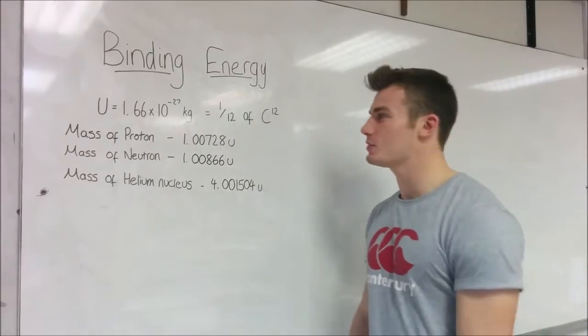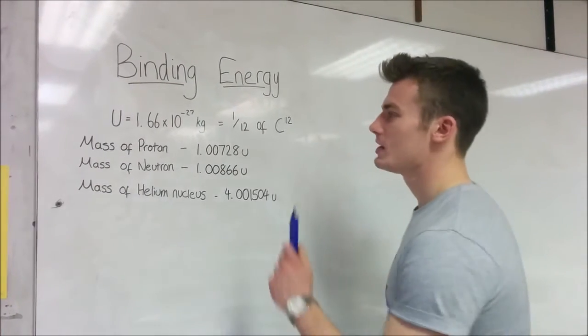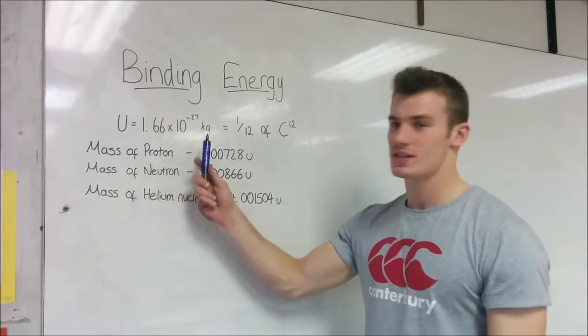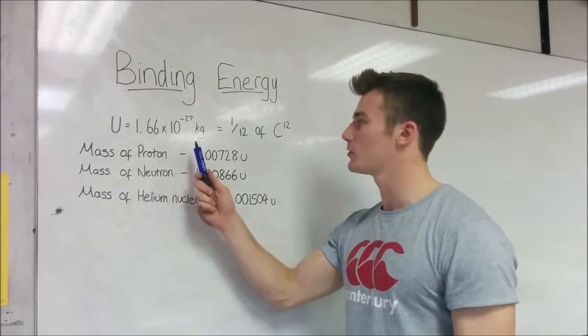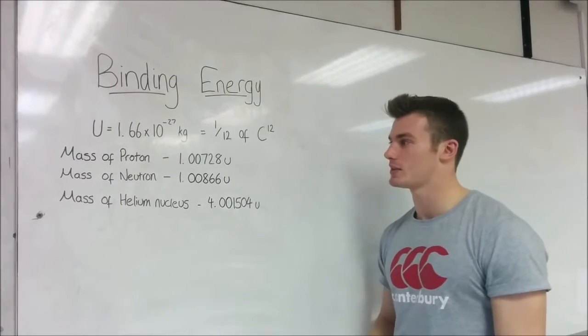You know what this video has been missing? A bit of maths. So let's do some. To start with, U, the atomic mass unit, is 1.66 times 10 to the minus 27 kilograms. That represents 1/12 of a carbon-12 atom.